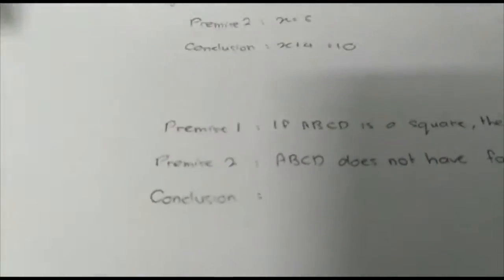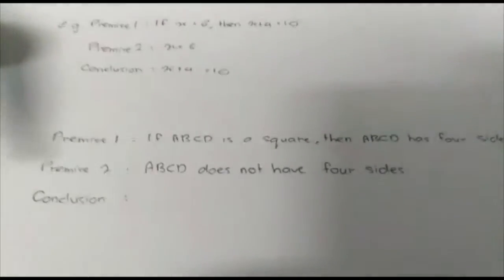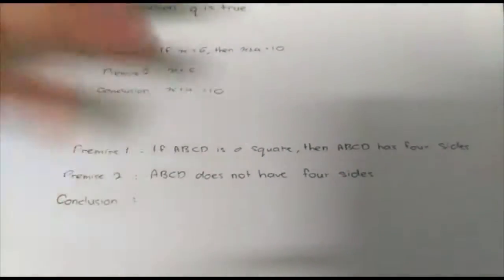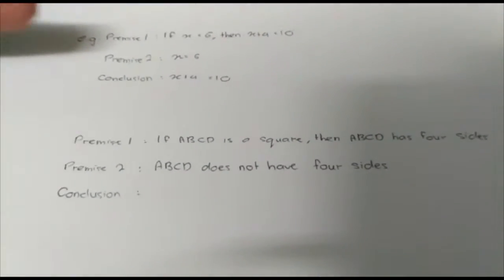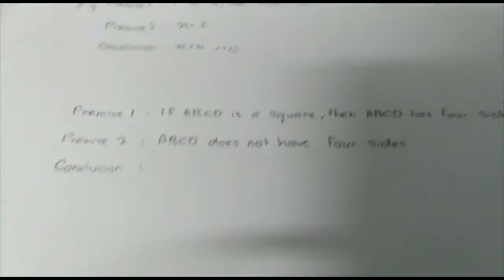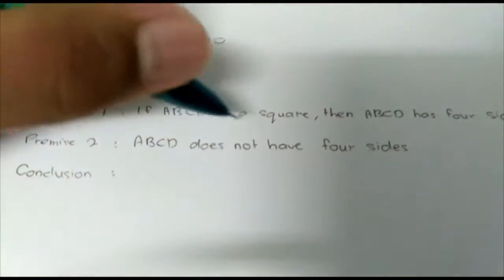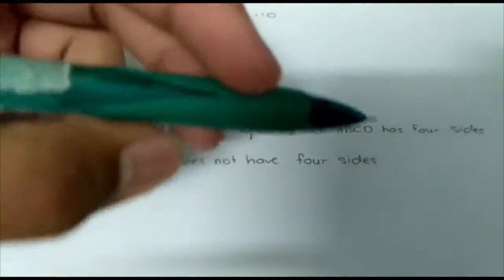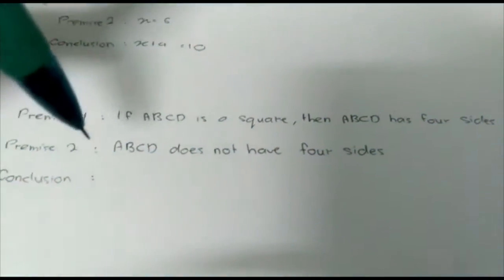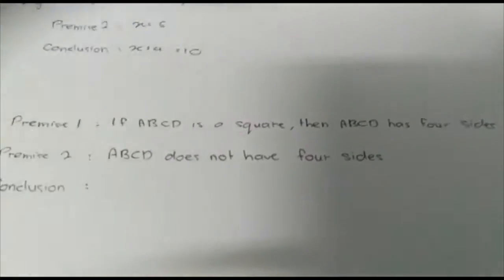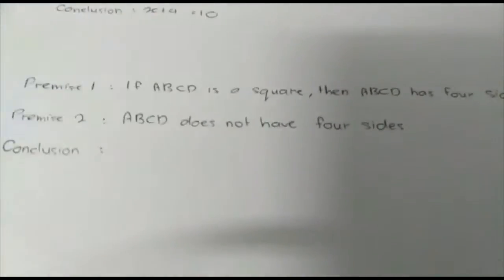So for the second question, it's the same thing, but you want a conclusion. So this is premise 1 and also premise 2. Premise 1 is if ABCD is a square, then ABCD has 4 sides. But premise 2 is that ABCD does not have 4 sides. So what is the conclusion?